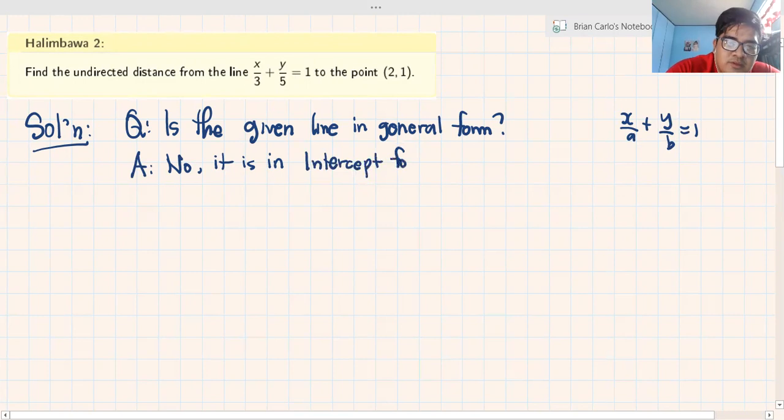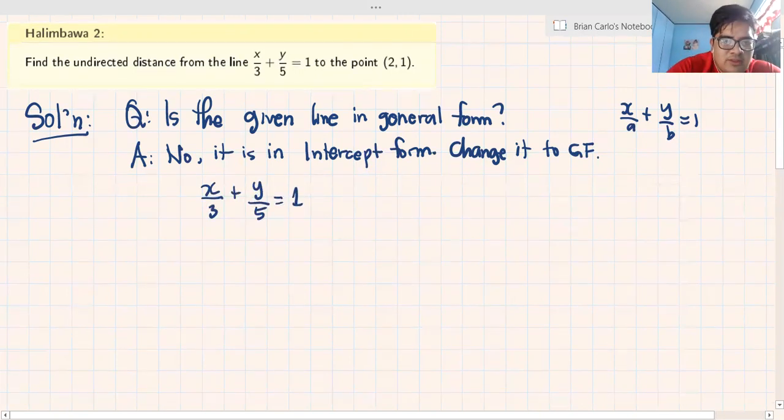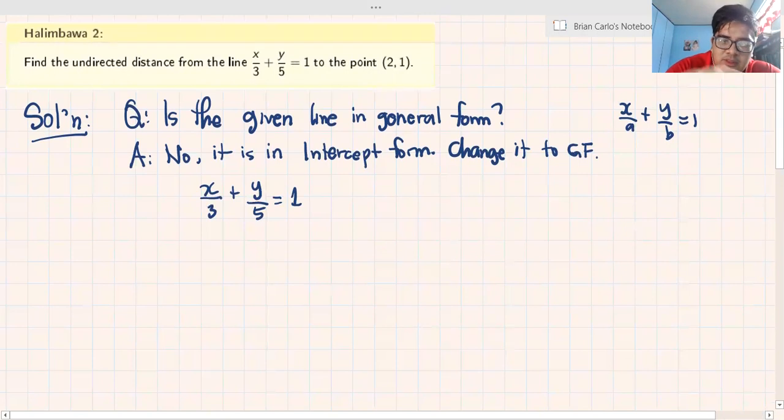form. Anong gagawin natin? Iyak? Hindi. We will change it to general form. Paano? X over 3 plus y over 5 is equal to 1. Ngayon, paano natin ito gagawin? I-multiply natin siya both sides of the equation by the LCM. LCM ng given natin. Eh paano natin kukunin ang LCM?